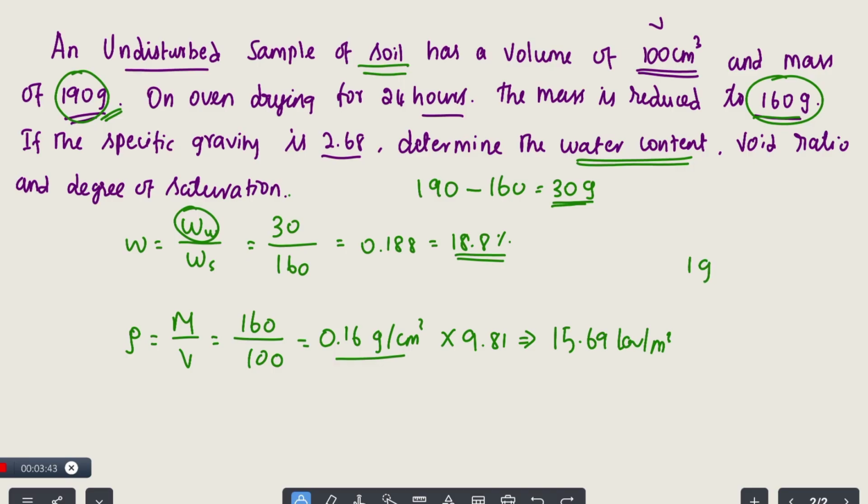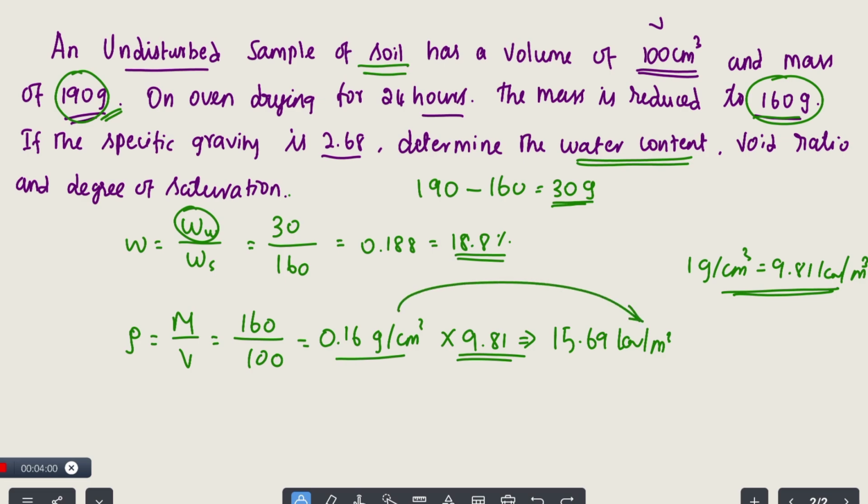So we know 1 gram per centimeter cube equals 9.81 kilonewton per meter cube. We know this relation, so we can substitute it over here and convert gram per centimeter cube into kilonewton per meter cube.